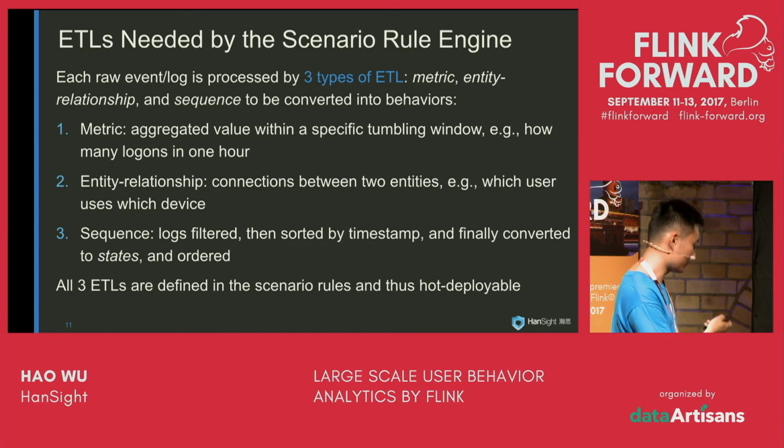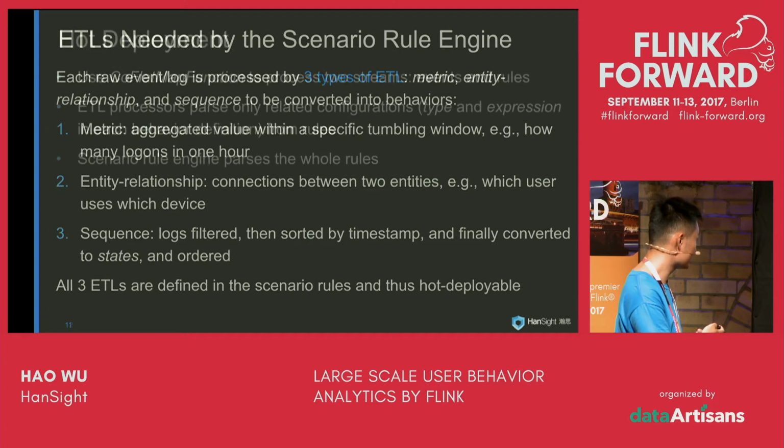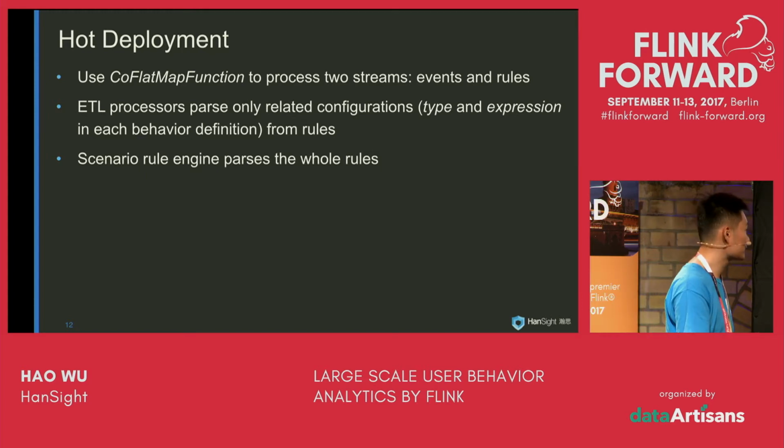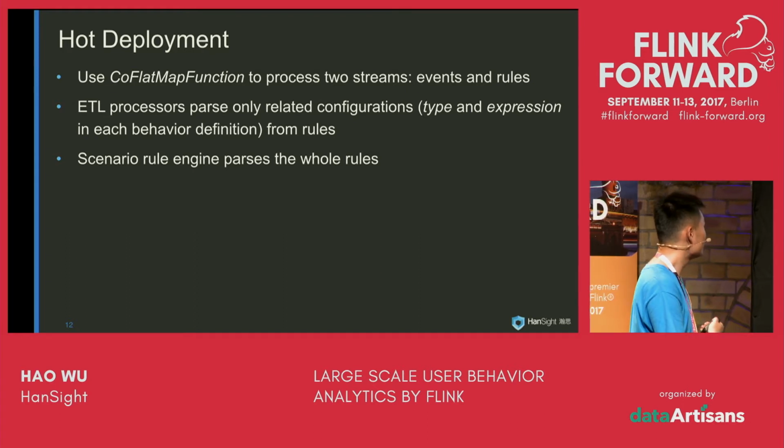Those definitions are confusing. Let's get to an example later. So how do we achieve this hot deployment? With Flink, you have this nice CoFlatMap function. You can use it to process two streams. One is the event stream, which is the data source stream, and the second is the rule stream, which is the Jules engine stream.